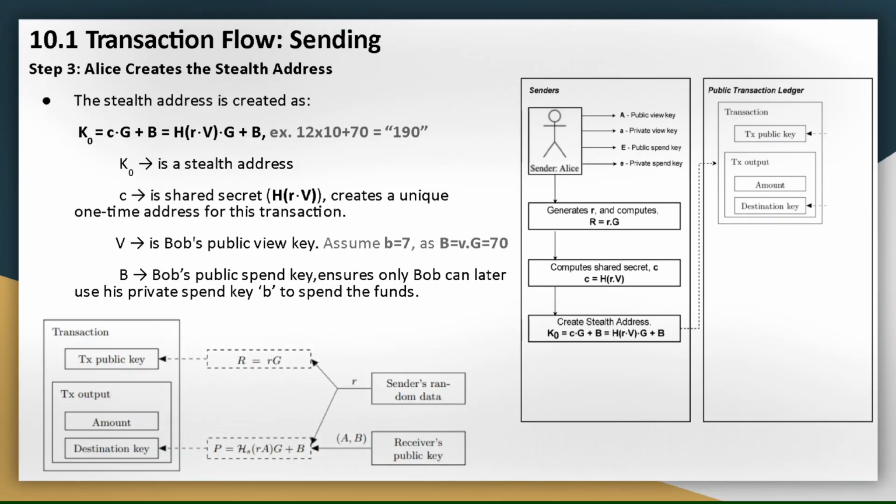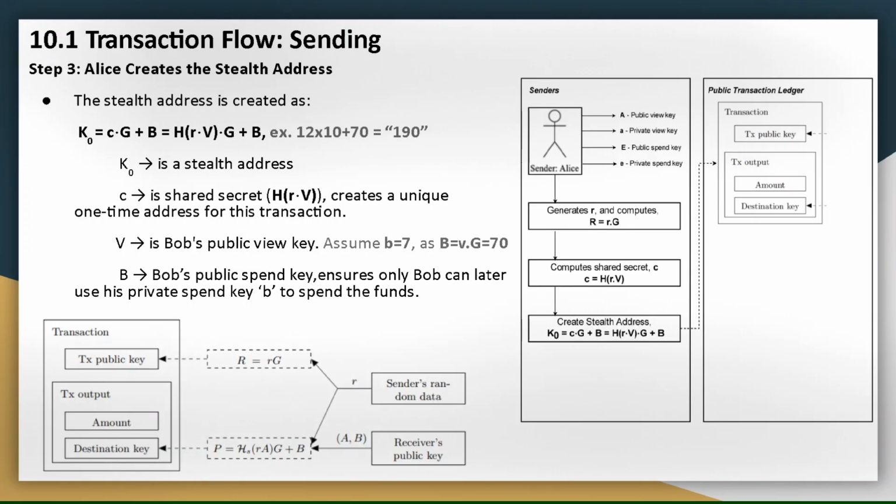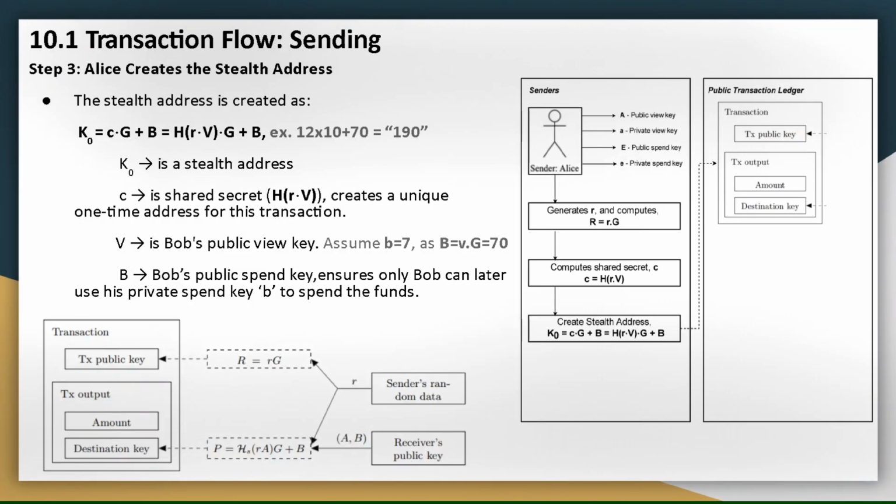You can see that our C is equal to 12, which is nothing but a hash of small r into V. So hash of small r into V, into G, plus B, that will be 12 into 10 plus 70. Let us say the public spend key of Bob is 70. Sorry, Bob's public view key, let's say, is B7. Here we assume capital V as Bob's public view key. So capital V plus B, Bob's public spend key.